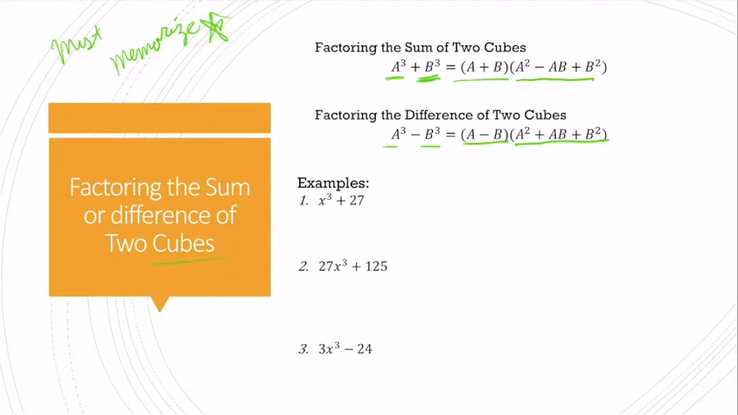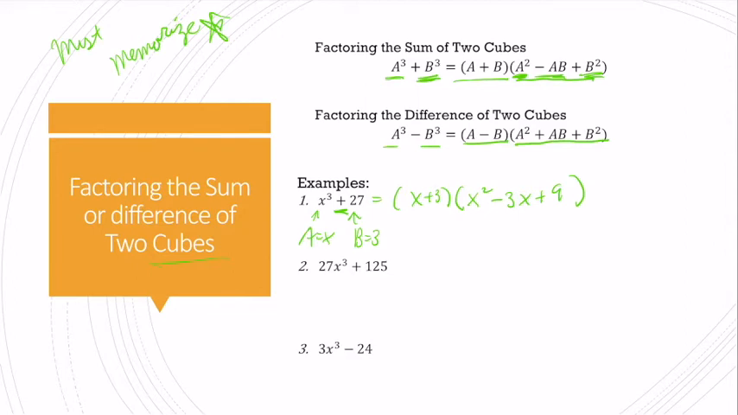You must memorize these. There's no easy way to derive these. So we want to start by identifying our a's and b's. Here I've got x cubed, so our a is going to be x. Here I've got b cubed, which is 27, so that's 3 cubed, so our b is going to be 3. Since we're finding the sum, this is going to factor into x plus 3 times x squared minus ab plus b squared.